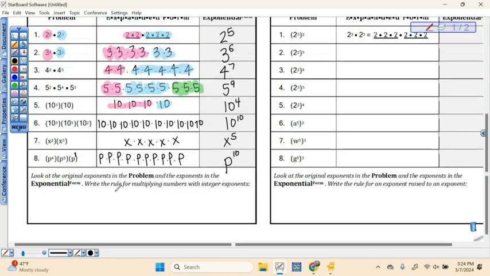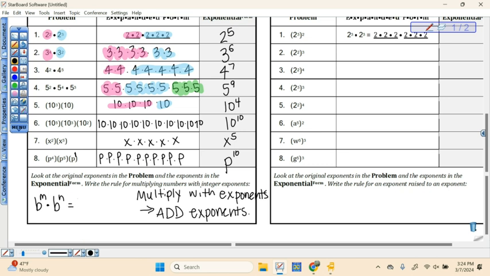Okay, so when we multiply with exponents, we add the exponents. And another way to write that is if we have b to the m times b to the n, it equals b to the m plus n. I just add my exponents together. Did my base change at all? No, the base stays the same.